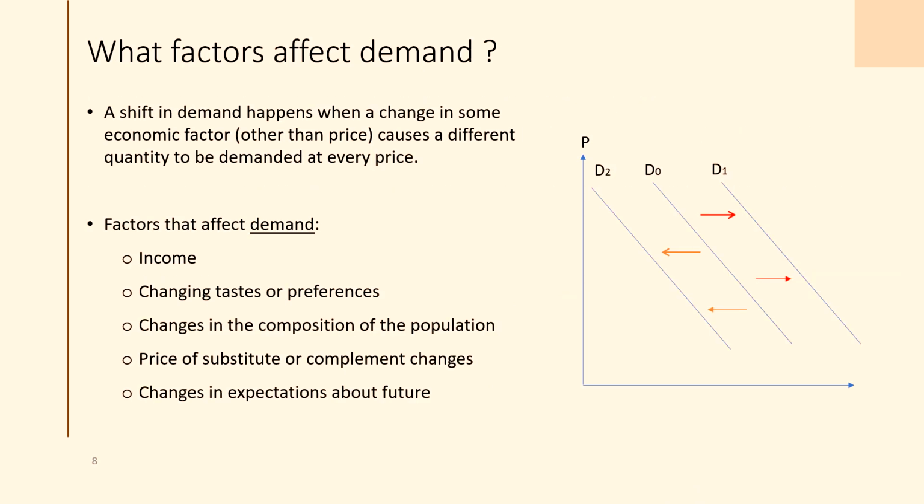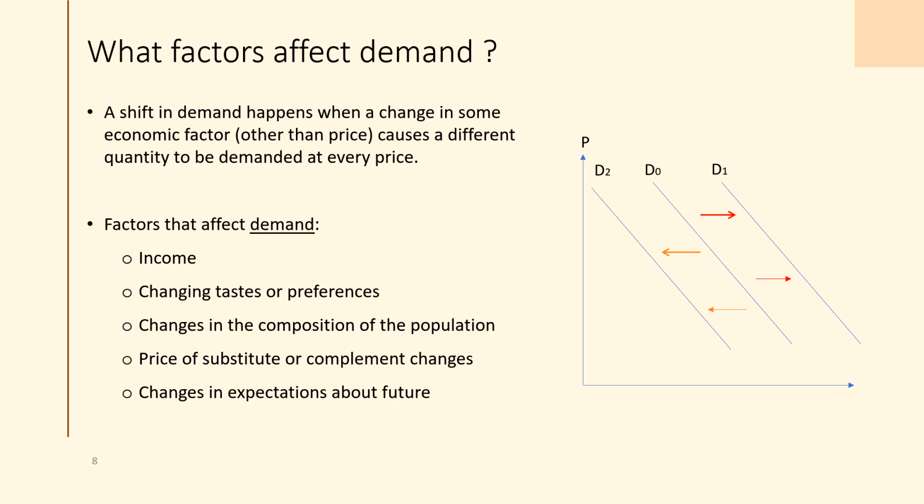Now let's discuss what causes demand to shift. A shift in demand occurs when something other than price changes, leading to a different quantity demanded at every price. Several factors can cause this. First, income. If income increases, demand for normal goods typically increases.